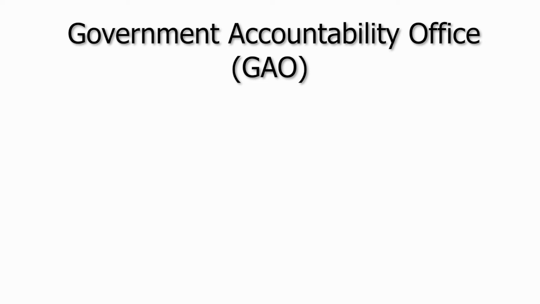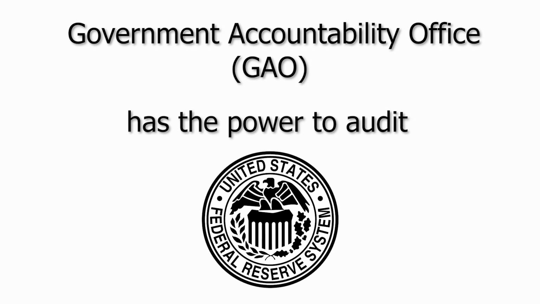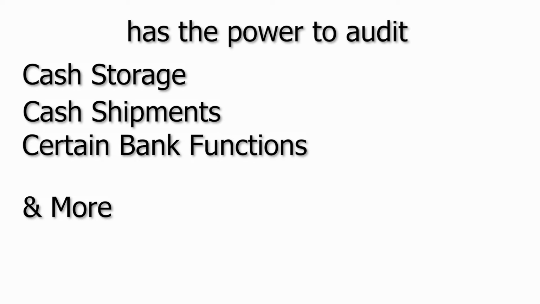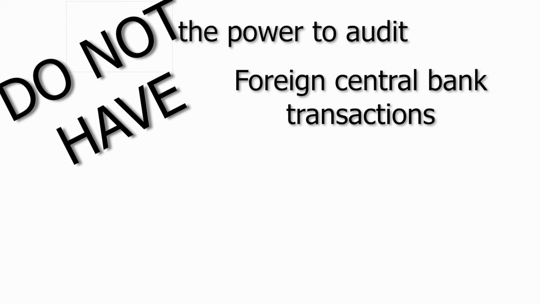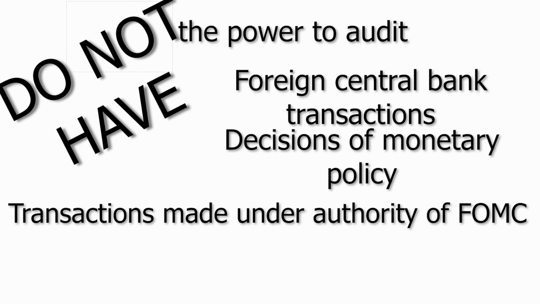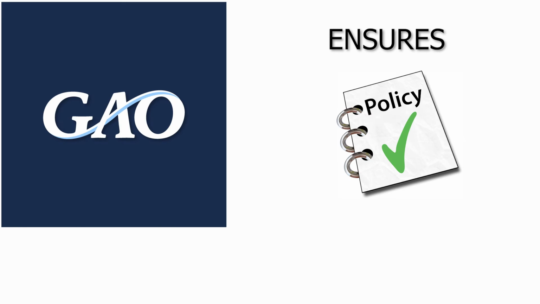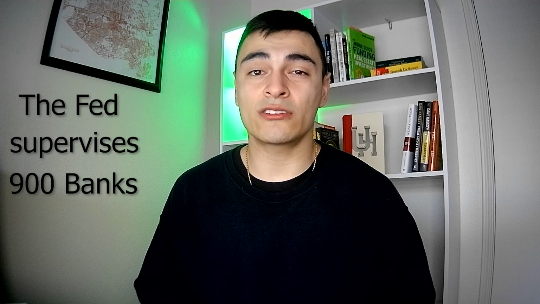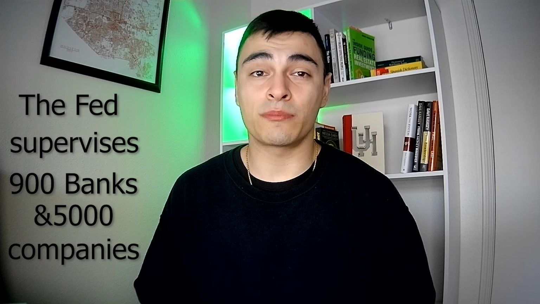The Government Accountability Office has the power to audit the Federal Reserve banks. They can audit cash storage, bank functions, but they cannot audit foreign central bank transactions as well as decisions of the monetary policy. The GAO is to ensure policies of consumer protection and financial equality. They do this by making sure the Federal Reserve banks supervise about 900 state banks and 5,000 bank holding companies.